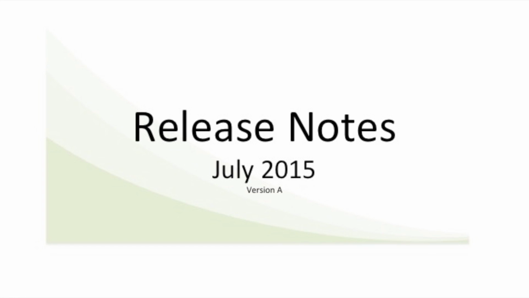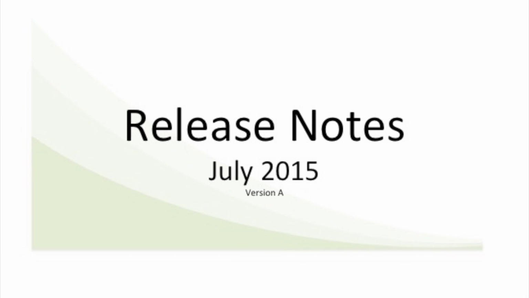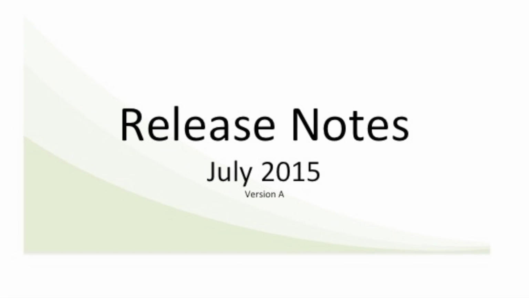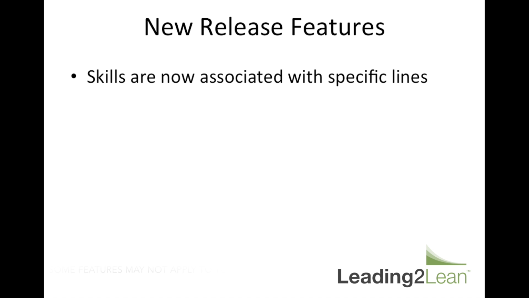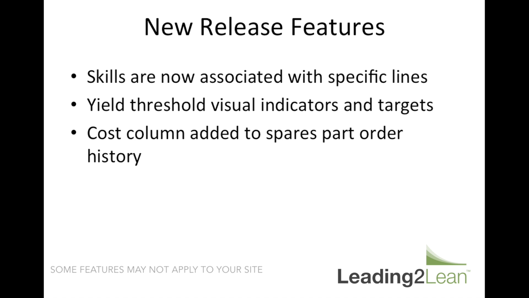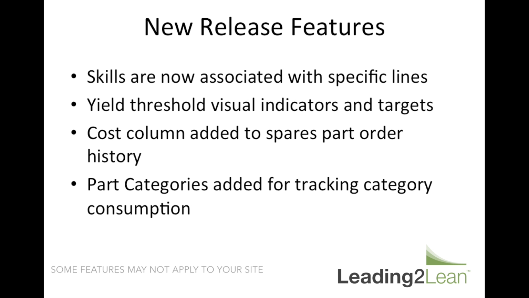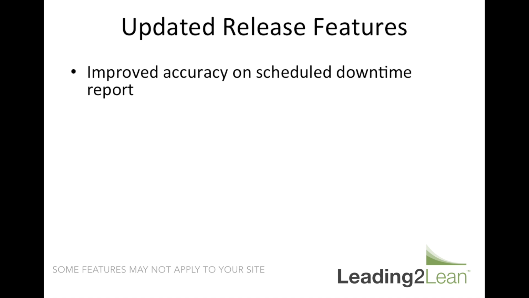We've been working hard on implementing fixes in the system and also adding some new features as well as updates to existing features, and want to share what you can expect to see. New release features include skills are now associated with specific lines, yield threshold visual indicators and targets, cost column has been added to the spares part order history, and part categories have been added for tracking category consumption. Updated release features include improved accuracy on scheduled downtime reporting.